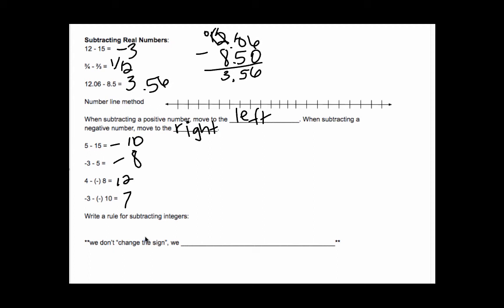Okay, so we need to write a rule for subtracting integers. So here's what I want to tell you. We don't change the sign, which maybe you've heard before. What we do is we add the opposite. So I'm going to let you write your own rule for subtracting integers. But I'm going to go ahead and model what I mean by adding the opposite.